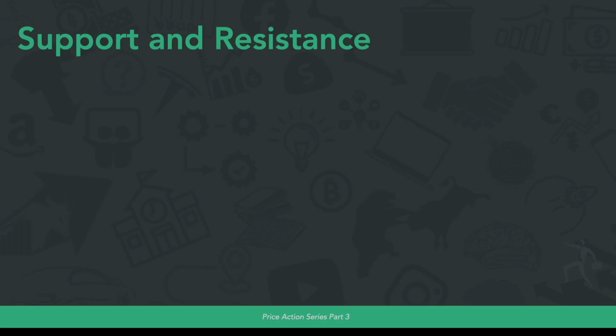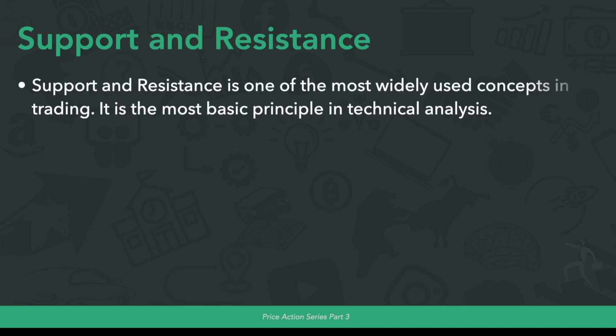Alright, so third part ng price action masterclass is support and resistance. So after identifying the market condition, market phase, ang next na kailangan natin ma-identify is support and resistance. So ito yung mga levels na kung saan possible magkaroon ng reaction sa market. Alright, so ano ba yung definition ng support and resistance?